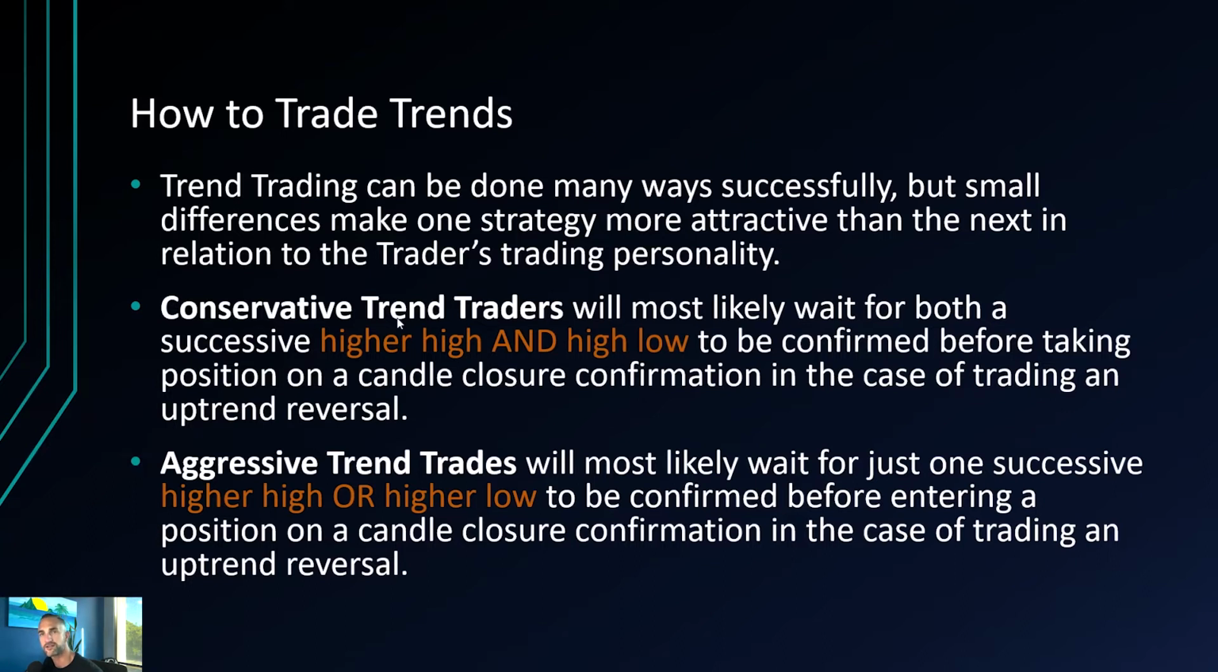So are you more conservative? Are you more aggressive, right? Conservative trend traders will most likely wait for both a successive higher high and higher low to be confirmed before taking a position on a candle closure confirmation in the case of trading an uptrend reversal. On the other side of the fence here, more aggressive traders will most likely wait for just one successive higher high or one successive higher low to be confirmed before entering a position on a candle closure confirmation in the case of trading an uptrend reversal.